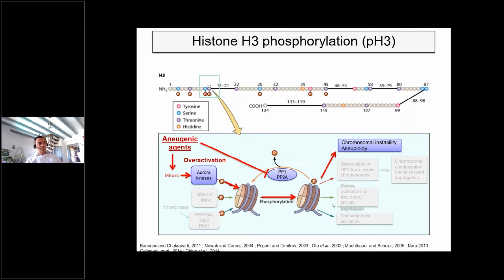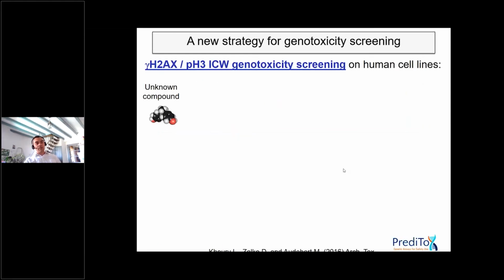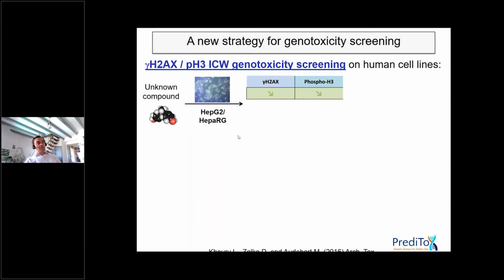So we have proposed a new strategy for genotoxicity screening, named gamma-H2AX phosphorylation, as a pre-screen test on human cells. So if you have an unknown compound, you can test it on HepG2 or HepaRG. And if you have a decrease in the phosphorylation of these two histones, or you have a clear decrease of the viability, because we have also checked viability in parallel to genotoxicity, in this case your compound is just classified as cytotoxic.